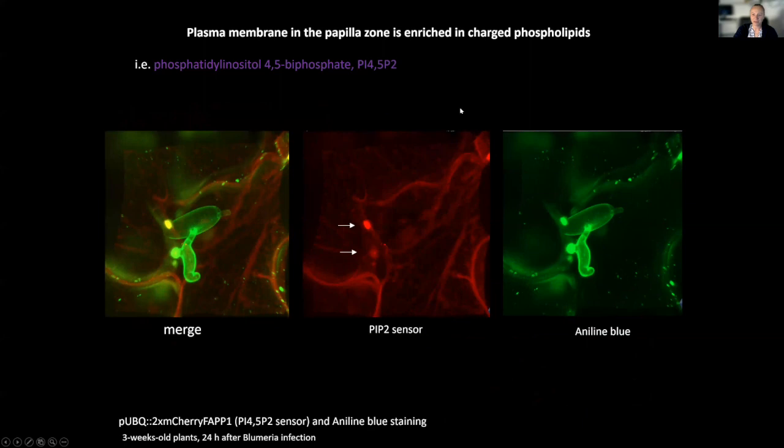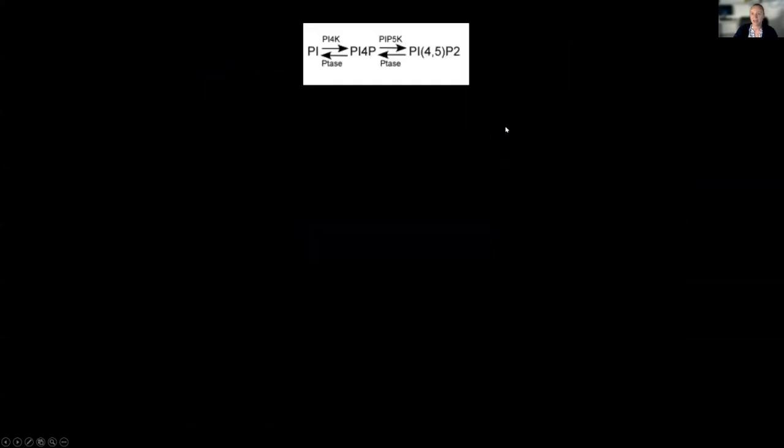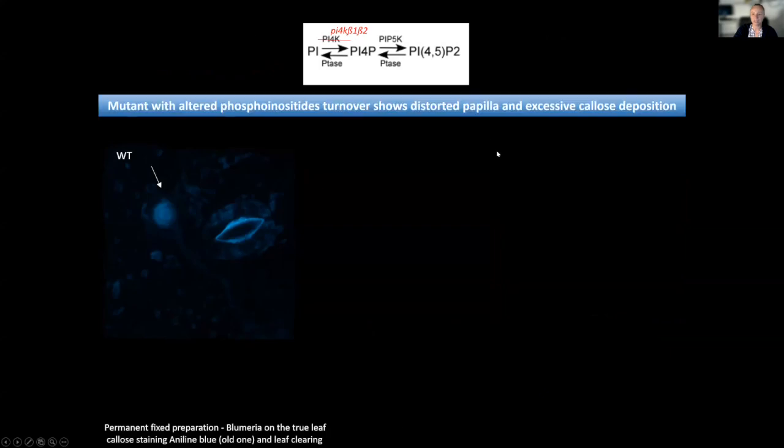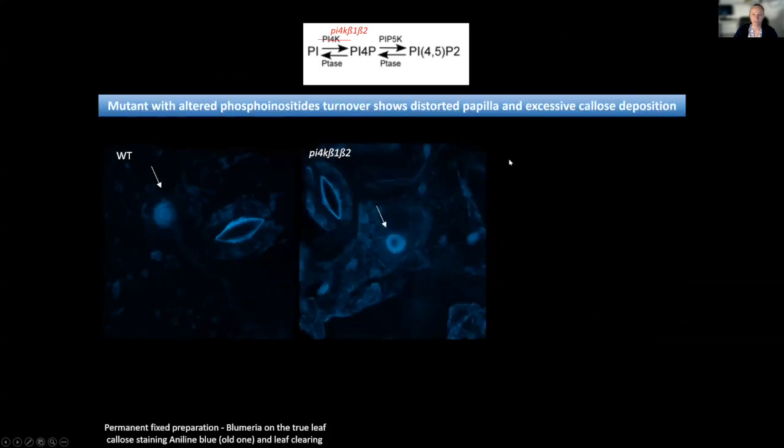So what we know for now is that there is a certain enrichment of phosphoinositides in the plasma membrane at the interaction of growing hyphae with the plant cells. And what is the biological sense of this? If we take the mutant which cannot produce these phospholipids, we do see a strange callus deposition pattern.